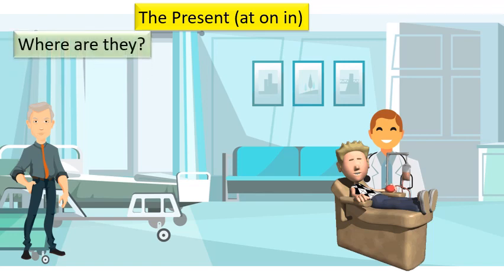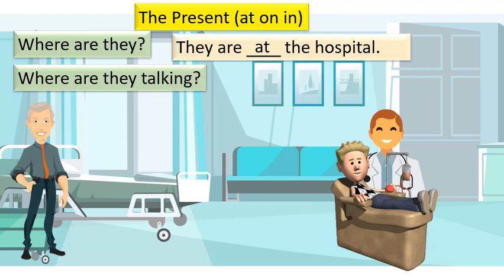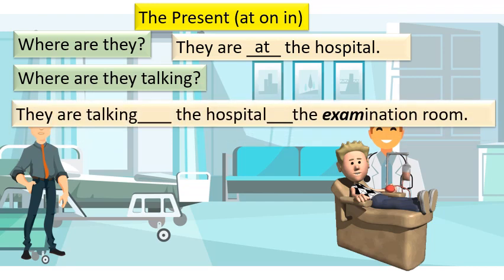Where are they? What's the preposition of place? They are at the hospital. Where are they talking? What are the prepositions of place? They are talking at the hospital in the examination room.